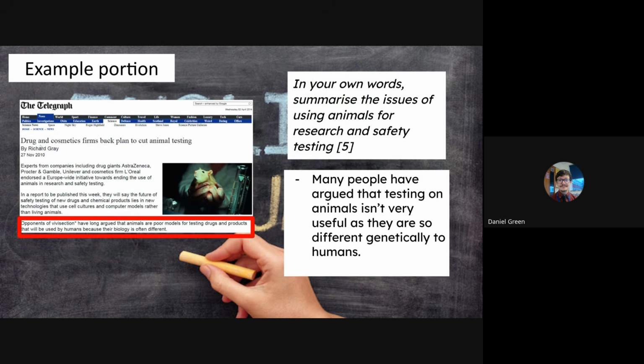So, for example, if we look at this article on drug and cosmetic firms back plans to cut animal testing, there's a section that says opponents of vivisection have long argued that animals are poor models for testing drugs and products that will be used by humans because their biology is different. In my own words, many people have argued that testing on animals isn't very useful as they are different genetically to humans. So that's a point that's in my own words. I've used a bullet point and I've just made that point.